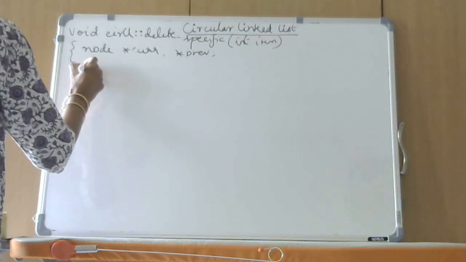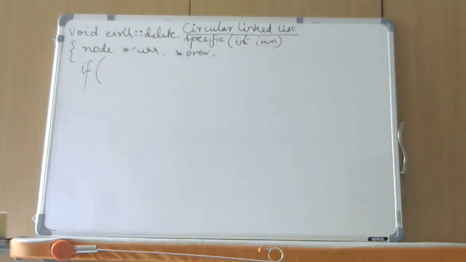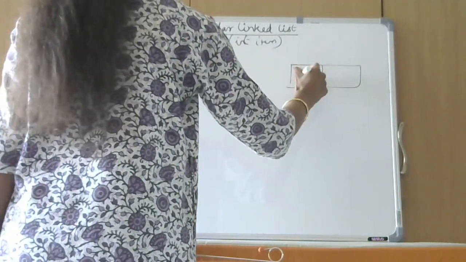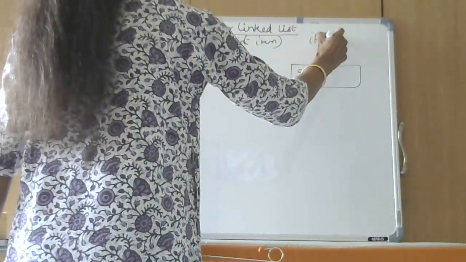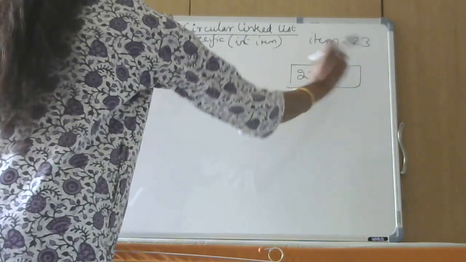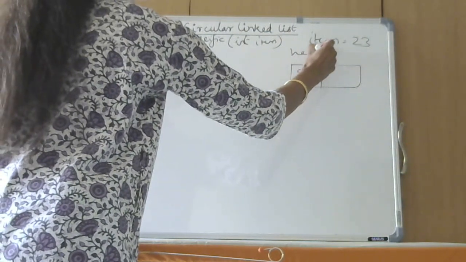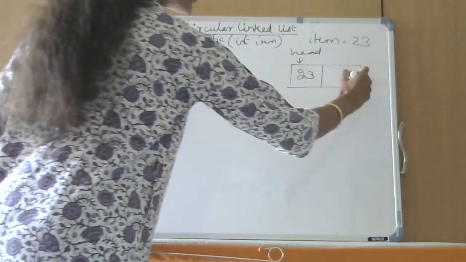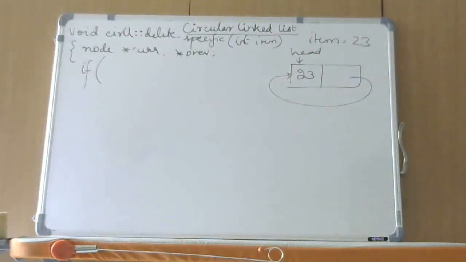Now, in the list you may have only one element. This is a circular linked list. You may have something like this, 23, and the item you have entered is also 23. That means I want to delete 23. Suppose 23 is the first node in the list. Head is pointing here, and it is the only node. The only node means you don't have any other nodes, and it points back to the head. Suppose this is the case.